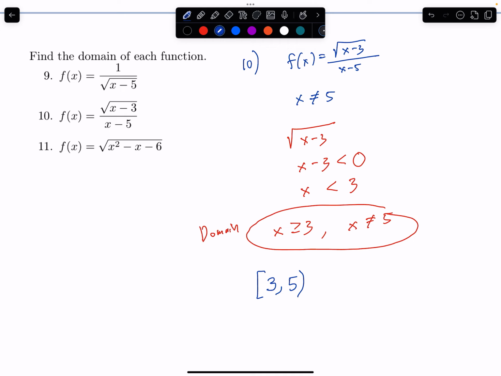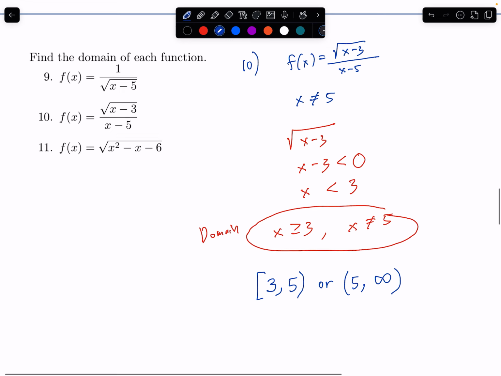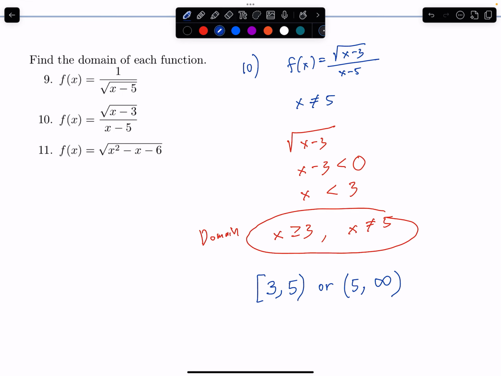And then I'm going to say either a union or an or. You can say or, you can say union. They mean the same thing. And I'm going to start not from 5, but don't include 5, and then go anywhere past 5, so up to infinity. Okay, so that's it right there in interval notation. That's number 10. Done.